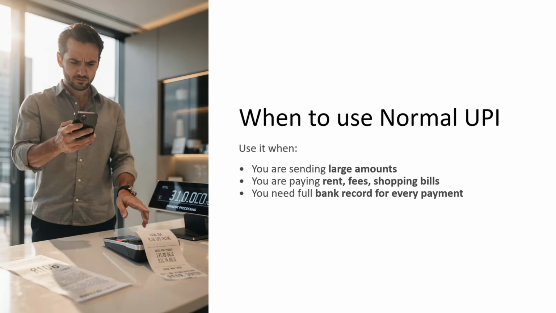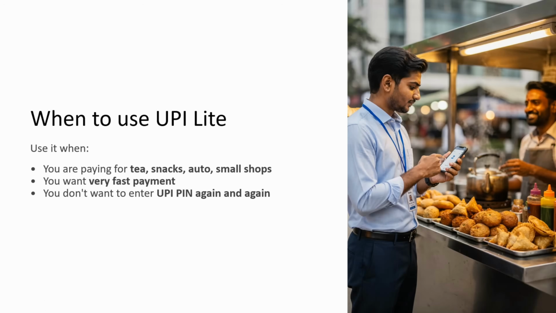When to use normal UPI? Use it when you are sending large amounts. You are paying rent, fees, shopping bills. You need a full bank record for every payment. When to use UPI Lite? Use it when you are paying for tea, snacks, auto and small shops. You want a very fast payment. You don't want to enter UPI PIN again and again.